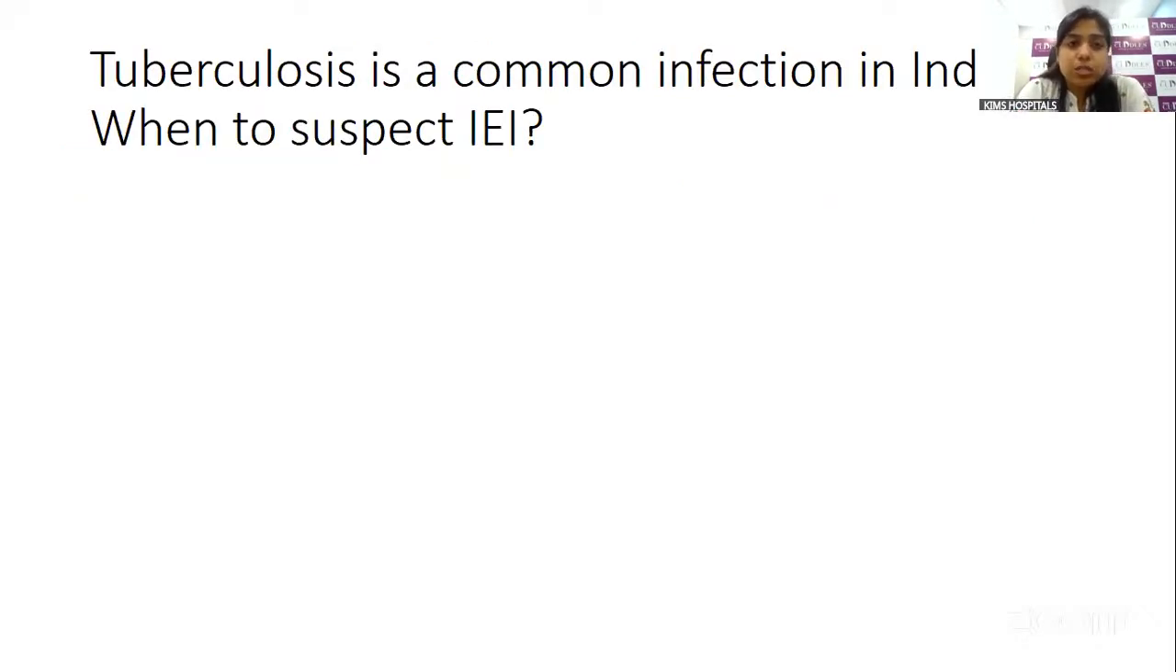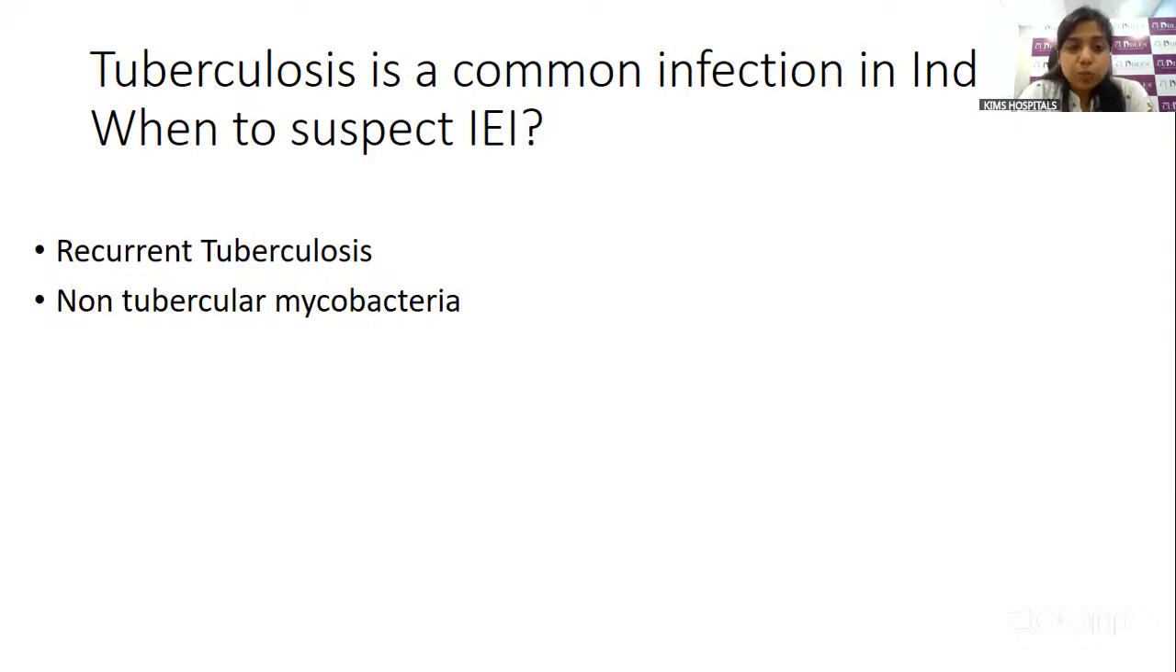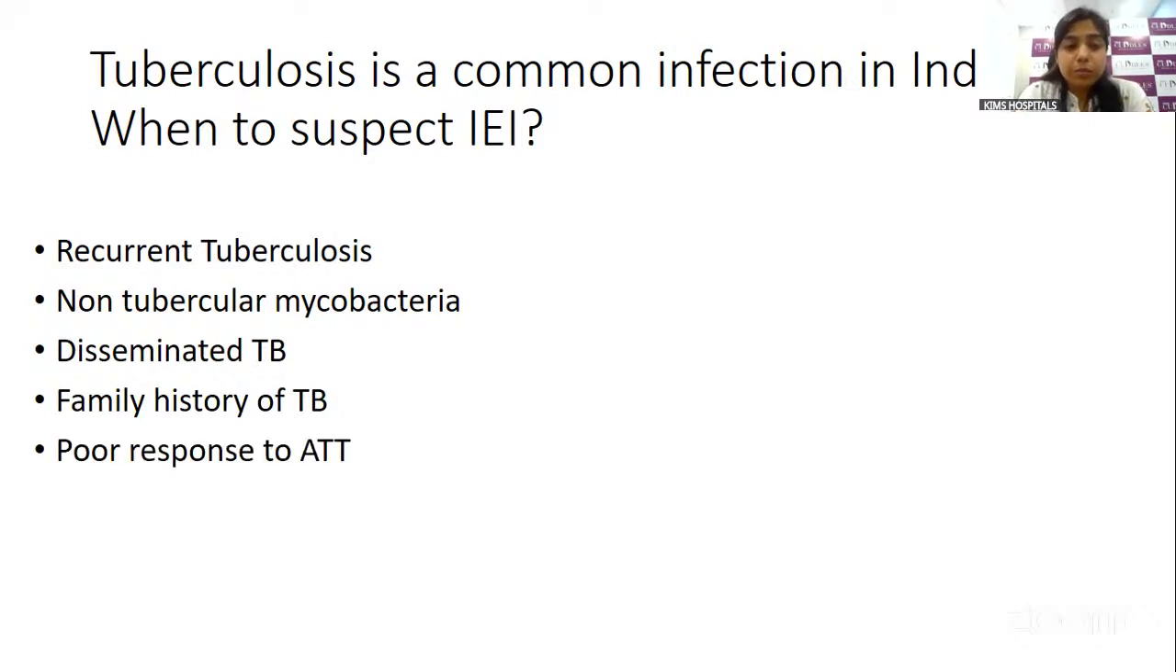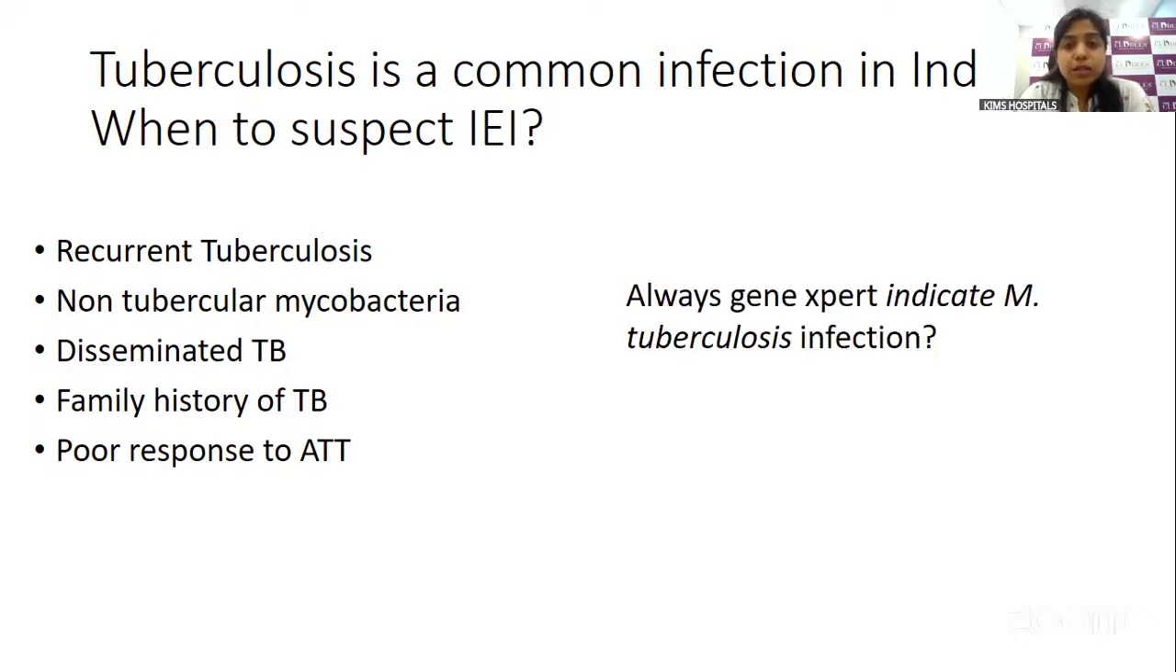So again, coming to the question, tuberculosis is a common infection in India. So when do we suspect? When the patient is having a recurrent tuberculosis, when a non-tubercular mycobacteria has been isolated, when there is a disseminated tuberculosis, when there is a significant family history of tuberculosis, like 2-3 people affected, and they also had a very stormy course or difficult to treat TB, and the response is not good, and the child keeps on having the symptoms, either the lymphadenopathy or a hepatosplenomegaly, and it just keeps persisting.